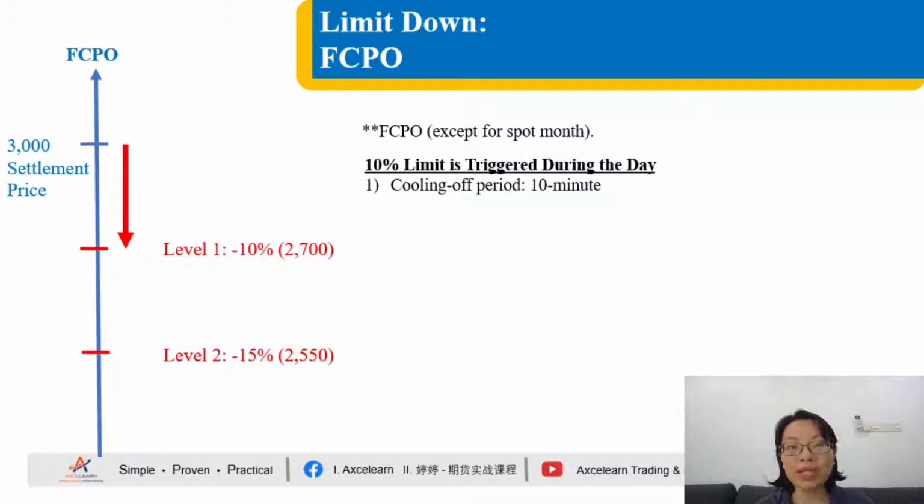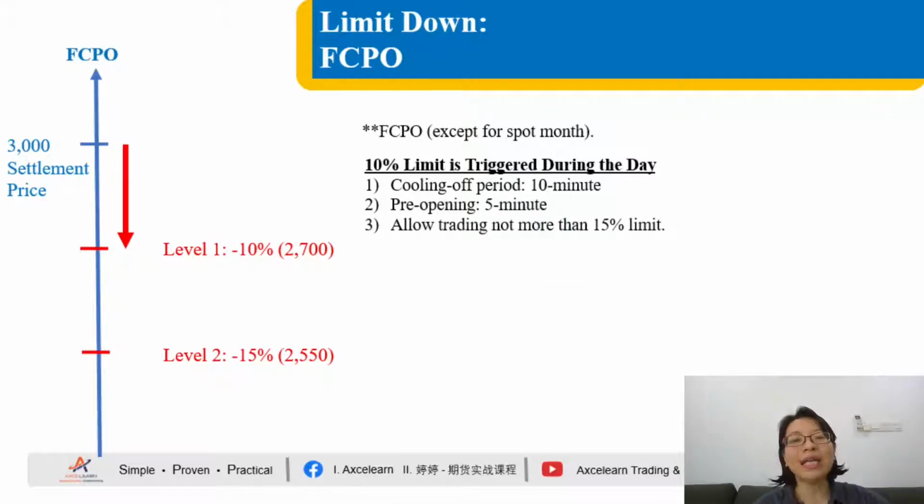At least you keep yourself updated on what is happening, whether you are still going to sell your FCPO or not. So they will have a 10-minute cooling off period. Subsequently, they will have a 5-minute pre-opening stage, similar to before the market opens every session, 10 o'clock to 10:30, where we have a pre-opening stage. The same applies after the cooling off period. We have a pre-opening stage of 5 minutes. Then subsequently, they will allow the 10% to be increased to 15%.